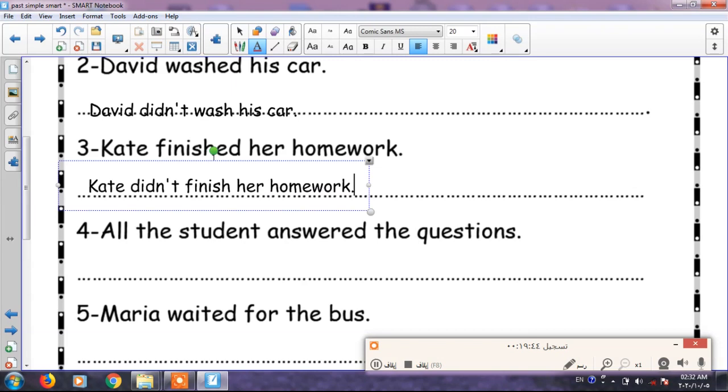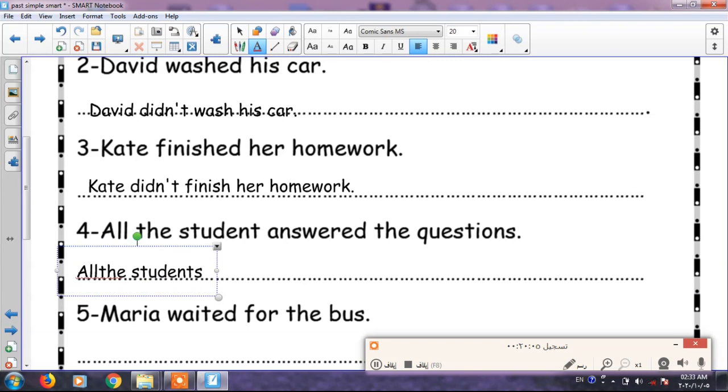Number 4. All the students answered the questions. Where the verb? The verb is answered. Okay, I will write all the students, and I will put didn't answer the questions.